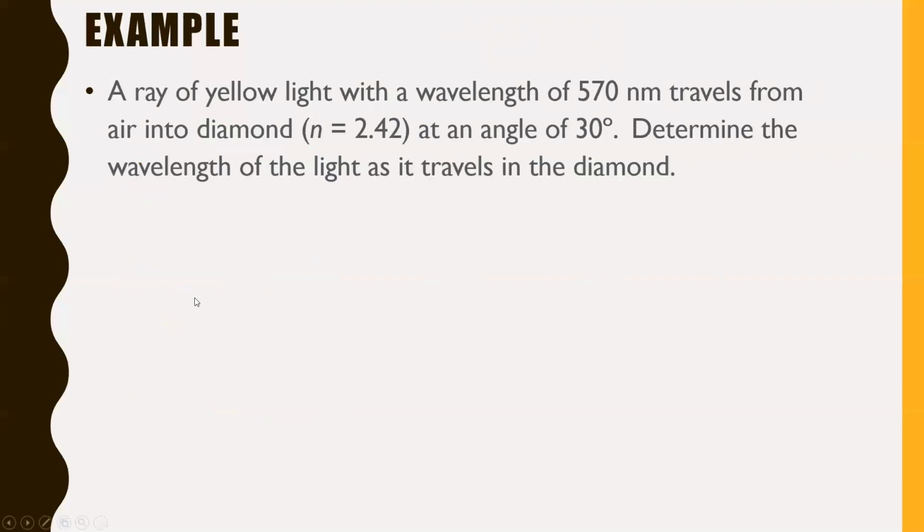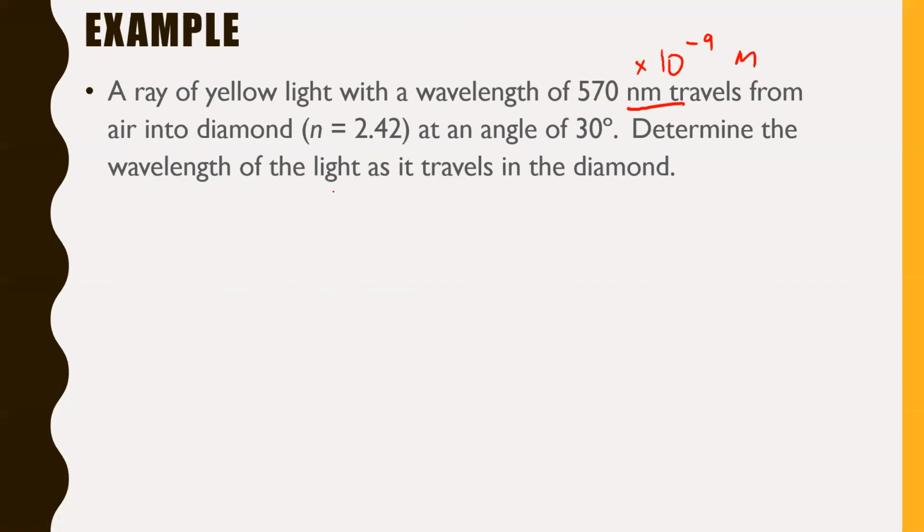A ray of yellow light with a wavelength of 570 nanometers, that's what NM means, travels from air into diamond, and diamond is N equals 2.42, at an angle of 30 degrees. Determine the wavelength of the light as it travels in the diamond. So just a little bit of a heads up, because we don't see this unit too often, but believe me, you're going to see it more often as time goes on. NM is a nanometer. That just means times 10 to the -9. And again, that is on your formula sheet. They do have a metric conversion chart on your formula sheet. Nano means times 10 to the -9. So really, this is 570 times 10 to the -9 meters. That's what that really means.